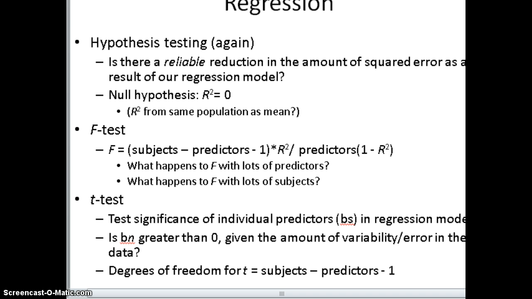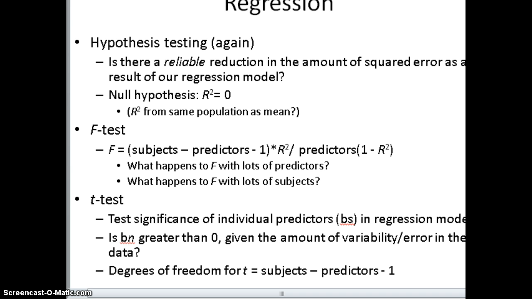What happens to F when there are lots of predictors? Take a look at the formula and think about what's going to happen to the size of F when there are lots of predictors. What happens to F when there are a lot of subjects, a lot of participants in the study? Take a look at the formula there.